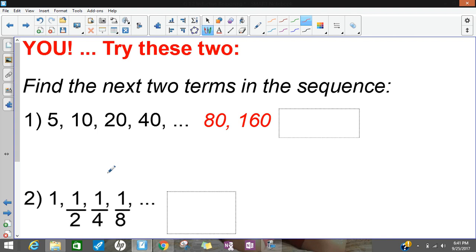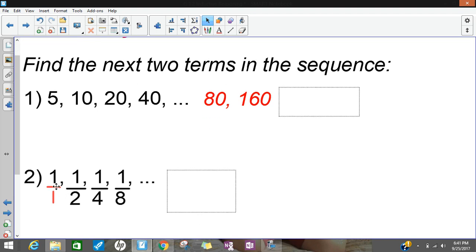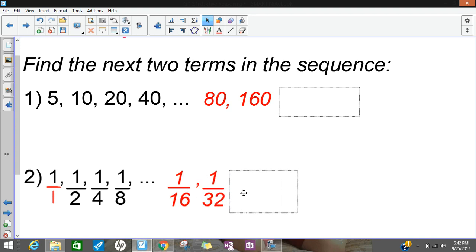The next one's a little trickier. The first number doesn't start out with a denominator, so we'll divide it by 1. So now it might be a little easier to see that if I multiply the denominator by 2, I get the next denominator. So 1 times 2 is 2, 2 times 2 is 4, 4 times 2 is 8, 8 times 2 is 16, and 16 times 2 is 32. In every case, the numerator stays 1.